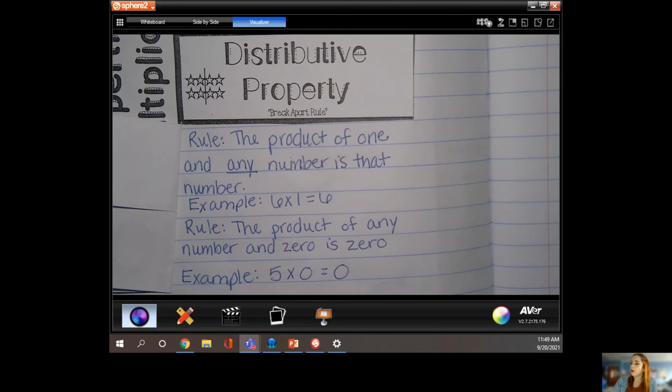Okay, so going back to what we were doing, properties of multiplication, we've talked about the commutative property. That's where you can flip-flop the factors and you're still going to get the same answer. We've talked about the zero property, which is anything multiplied by 0 is going to be 0. We've also talked about the identity property. Anything multiplied by 1 is itself. And now we are moving on.